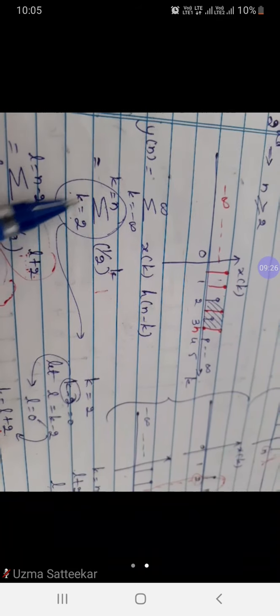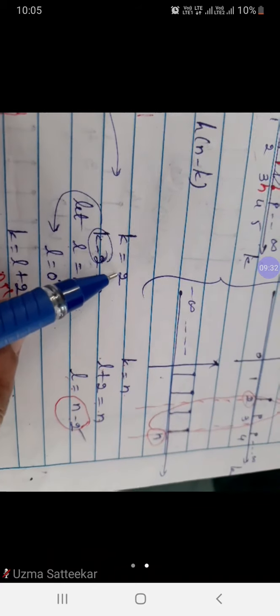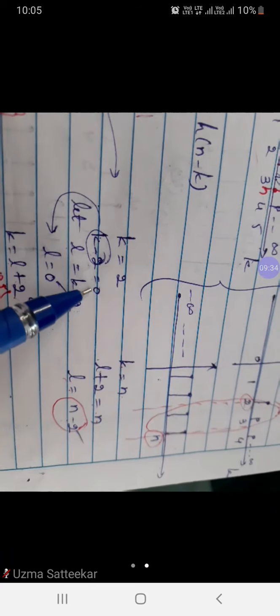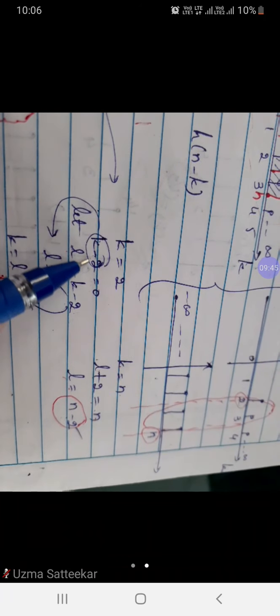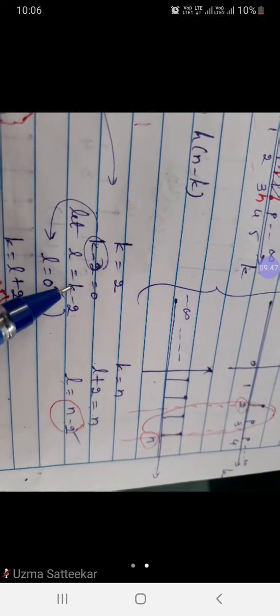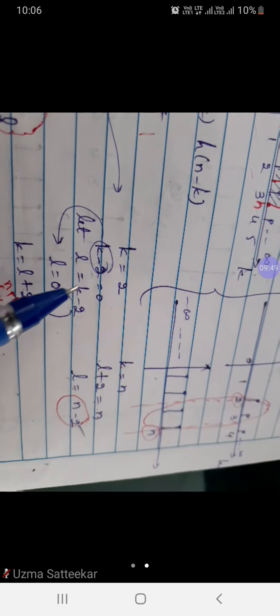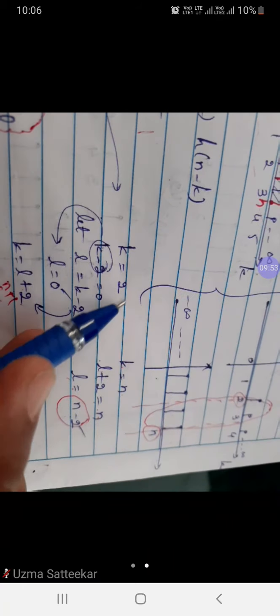So let us see how these two limits can be changed. First, k is equal to 2. Take 2 to the other side, k minus 2 will become 0. And substitute k minus 2 is equal to, say, some variable l. Then l will become 0. And l is equal to k minus 2. What will be the value of k? k will become l plus 2. Okay, this is the first part, for the lower limit.